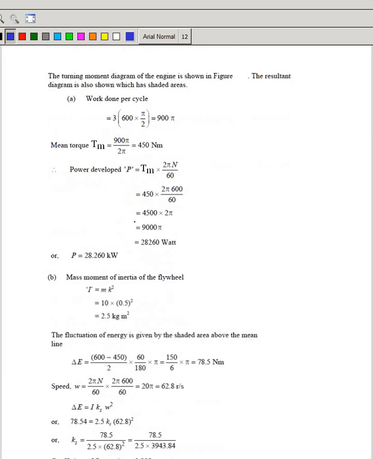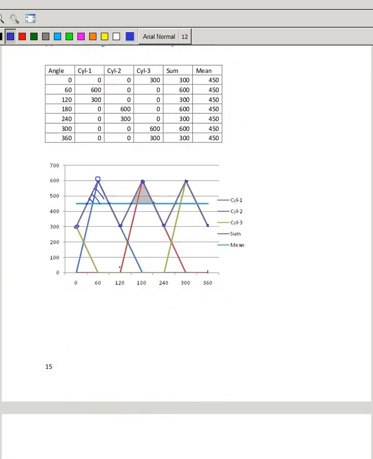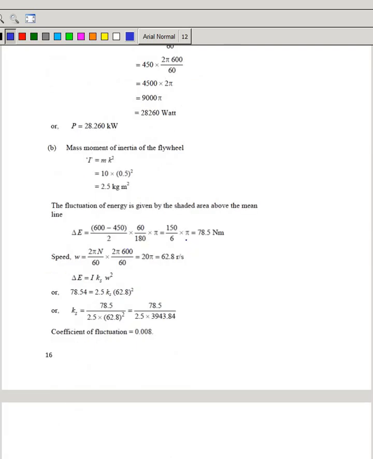So half, this pi by 3, 600 minus 450 is the height, half into height, and base is pi by 3. So this is 120, and this is midway. So this is 60, which means pi by 3. So from that you can find out what is your delta E, and you also know the speed.